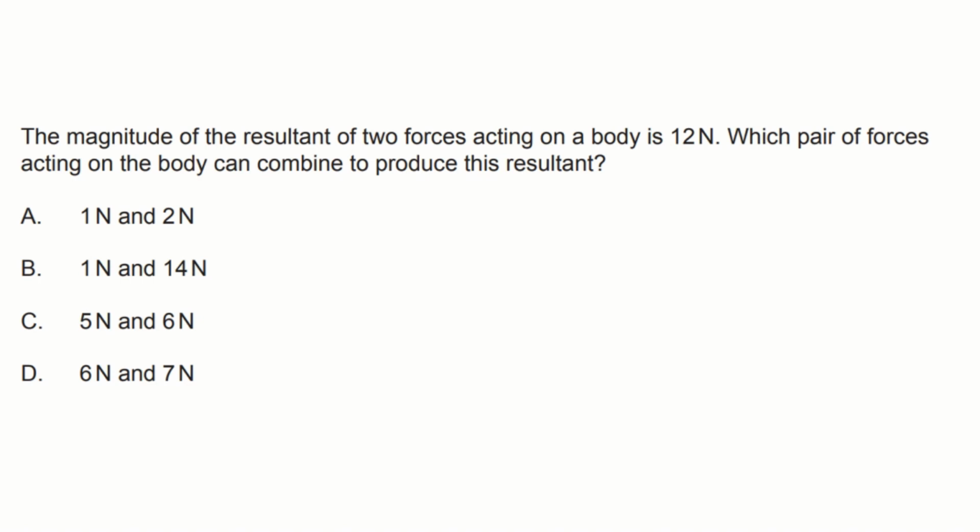Okay, so here we've got two forces. We've got pairs of forces: 1 and 2, 1 and 14, 5 and 6, and 6 and 7. And the question here is saying, for which of these is it possible for us to produce a resultant force of 12 newtons?